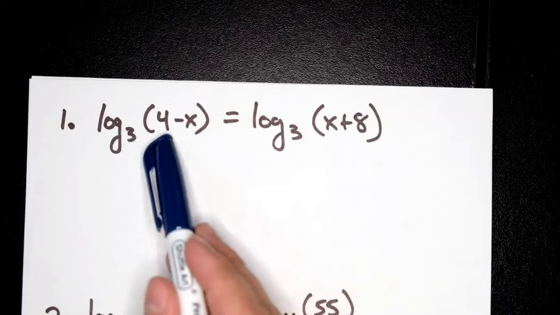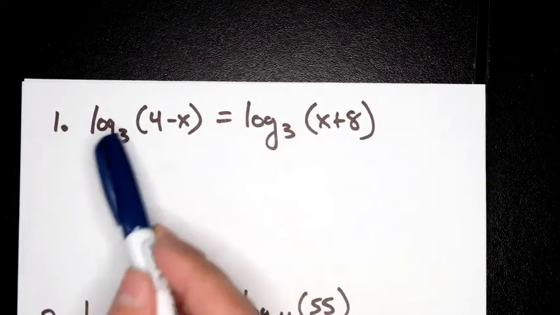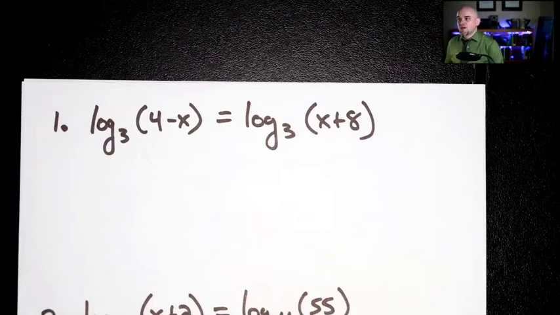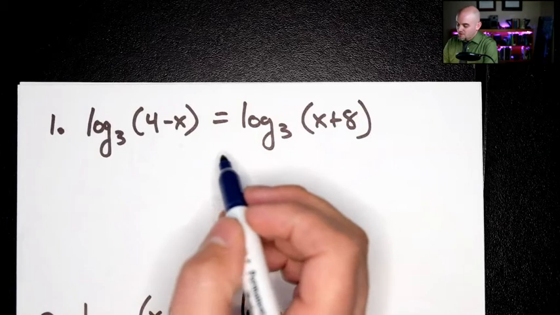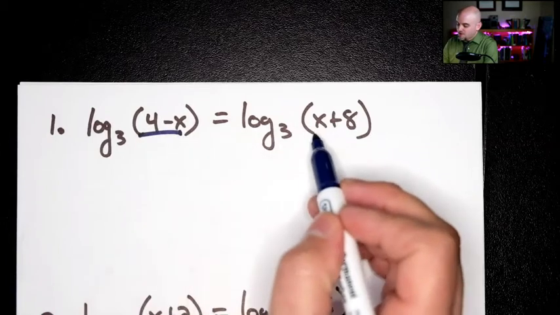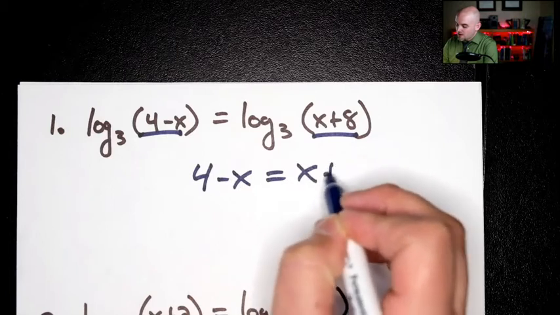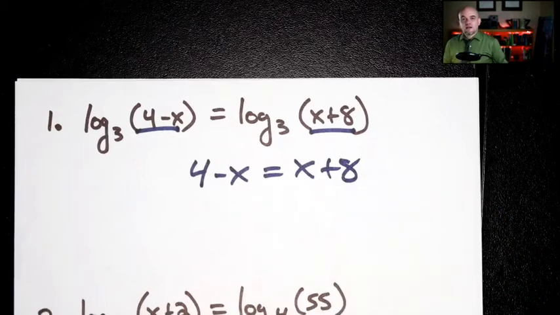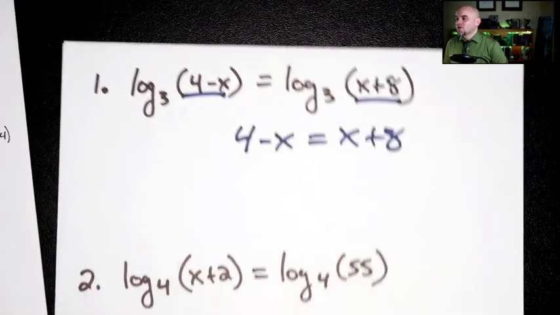When we look at these, in order to set what's inside that logarithm right there equal to this one, the base must be the same. And so in these cases, we have 3 as our base. So since they're both 3 on both sides, I can say what's inside of this one must equal what's inside of that one. So 4 minus x is equal to x plus 8. And now look at it. It just becomes a problem like we have in algebra.